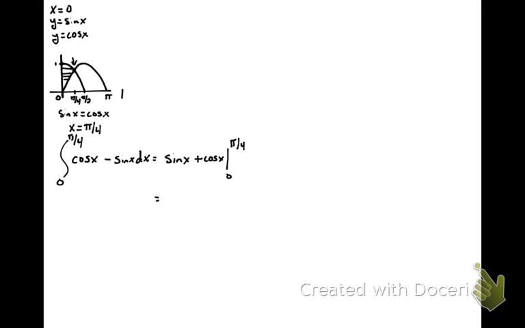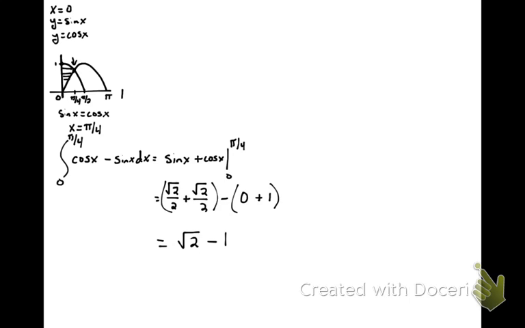If we substitute in pi fourths, the sine of pi fourths is root 2 over 2. The cosine of pi fourths is root 2 over 2. Minus the sine of 0 is 0. The cosine of 0 is 1. And so altogether, this would be the square root of 2 minus 1 for our area under the curve.